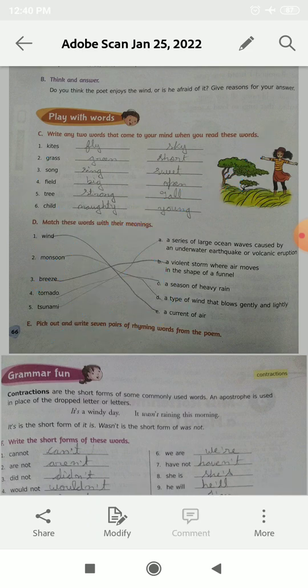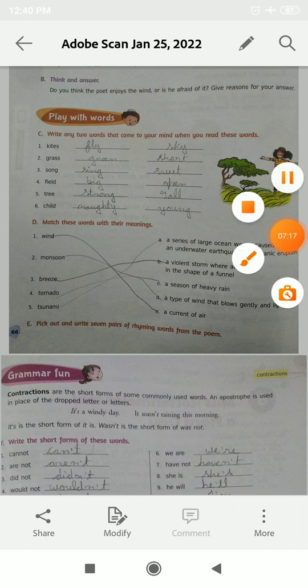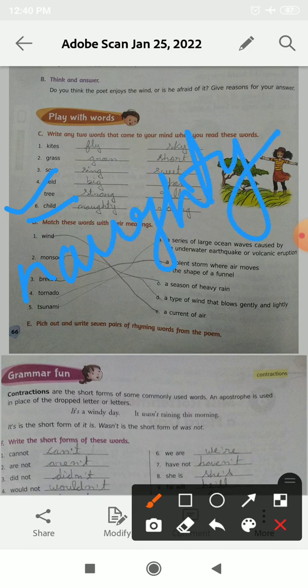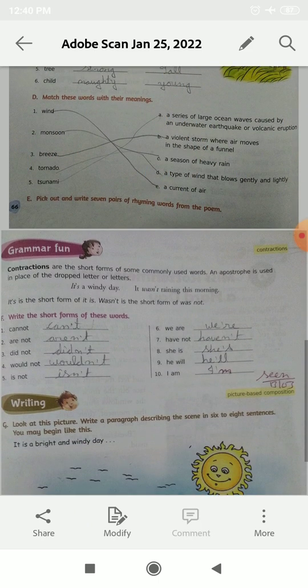Now next number, that is number 6, and here the sixth word is child, and in the first space you have to write naughty, naughty, this is the spelling of naughty, and in the next space you have to write cute. Okay, so students, I hope this is clear to you.